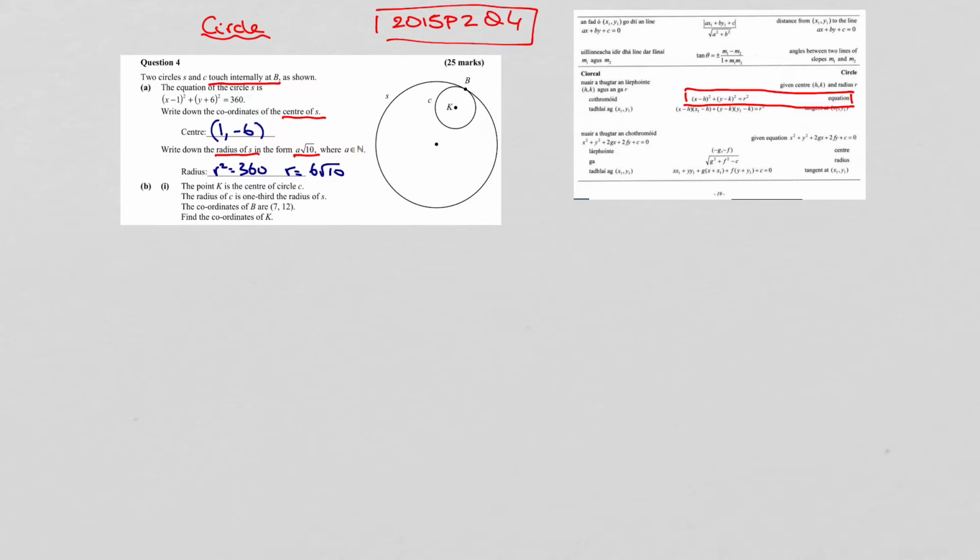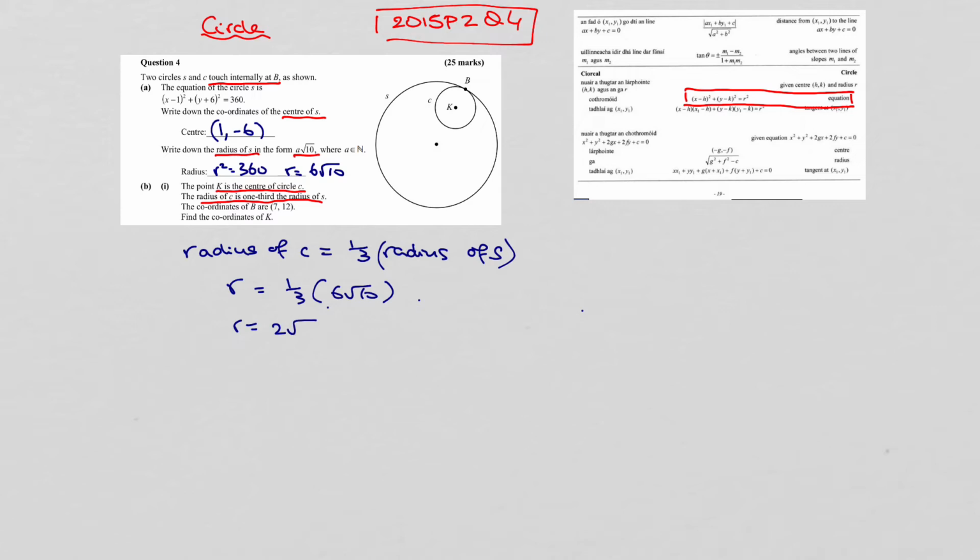So for part B, part 1, we're told the point K is the centre of the circle C. The radius of C is 1/3 the radius of S. So that means we can actually work out the radius of C. So the radius of C is equal to 1/3 the radius of S. So therefore we say it is 1/3 of 6 root 10. So the radius of C is going to be 2 root 10.